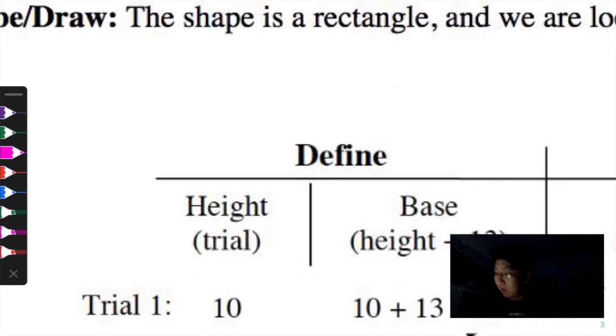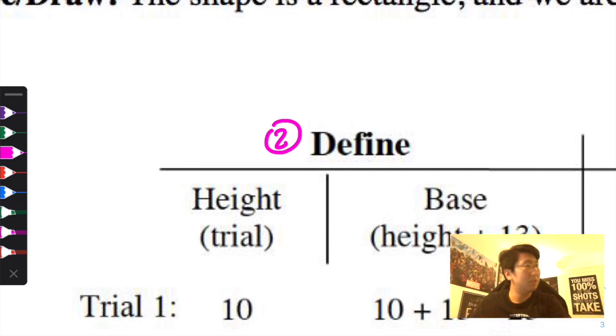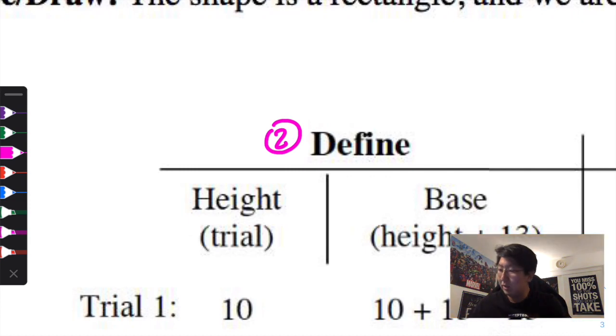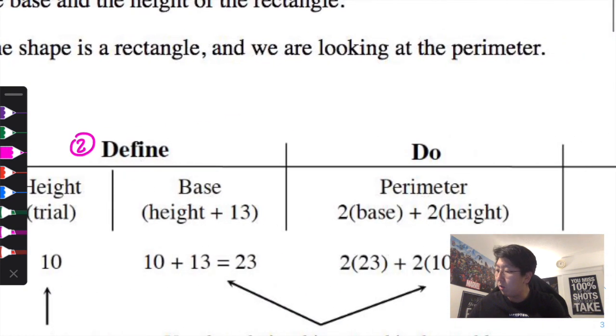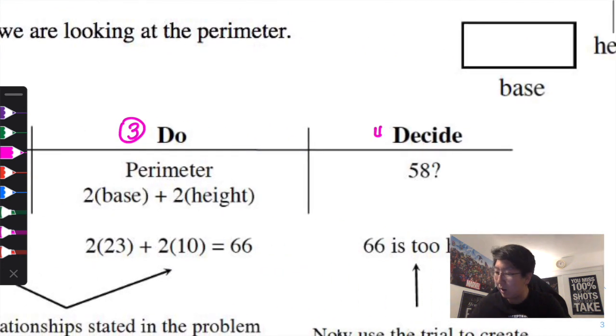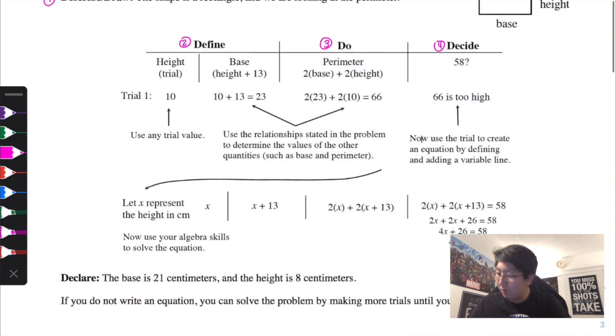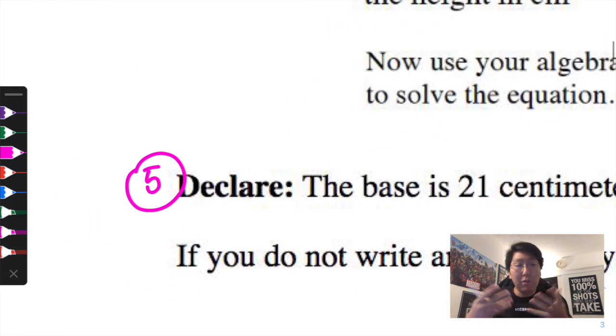The second D in the 5D process is to define. Like I said, I'll get into that in just a second. Third D is do. Fourth D is decide. And the fifth D is to declare. So we're going to be doing this 5D process in order to solve word problems.